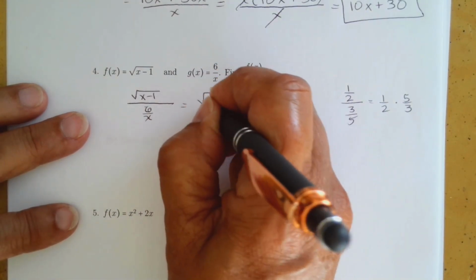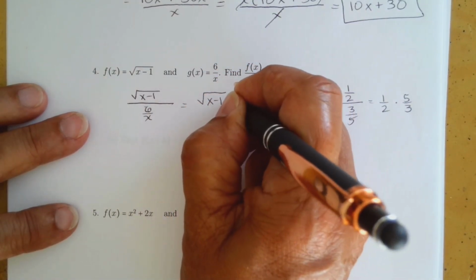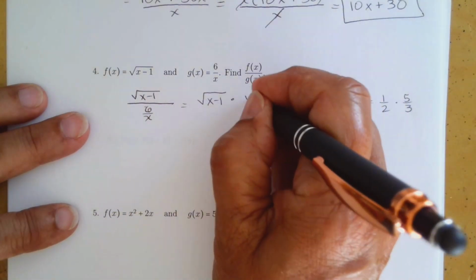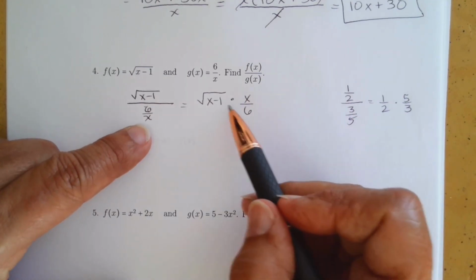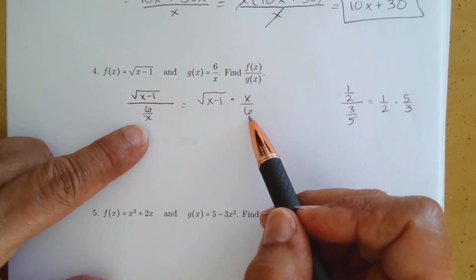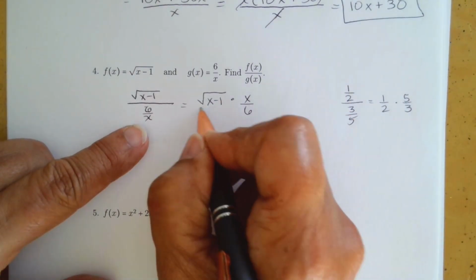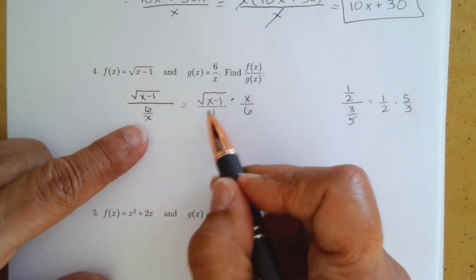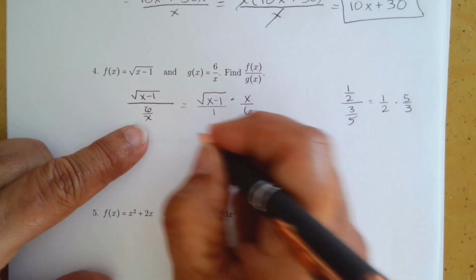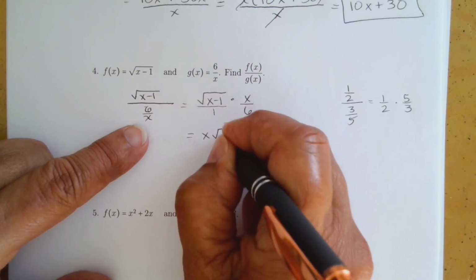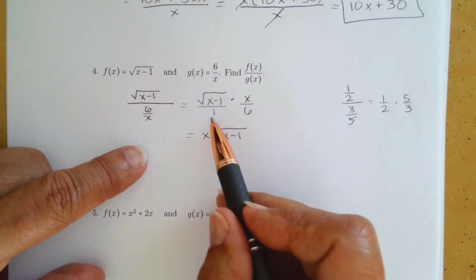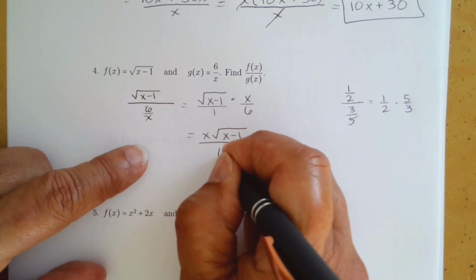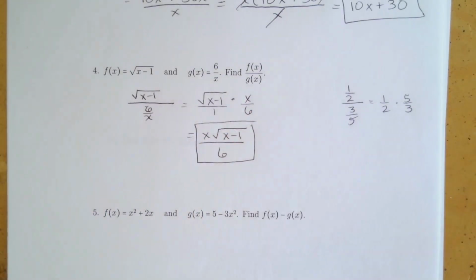So this is the square root of x minus 1 times, and then we're going to flip that to x over 6. Remember, that's the rule for division. You multiply by the reciprocal. All right, so if we multiply straight across, and remember again, this is over 1 if it helps you. So x times the square root of x minus 1 is just that. Remember, you can't multiply numbers in radicals. They just multiply like that. And 1 times 6 in the bottom is 6. Okay, and that's all you can do with that one.